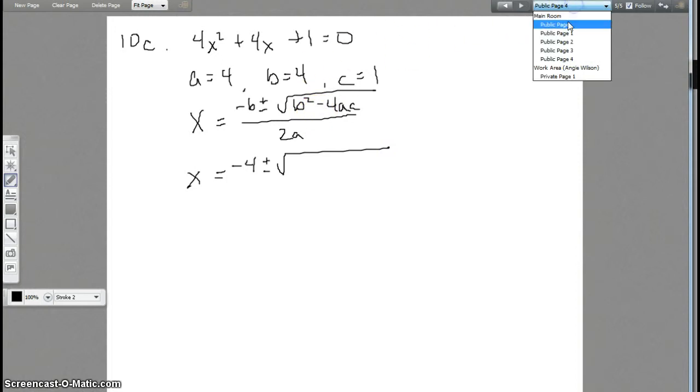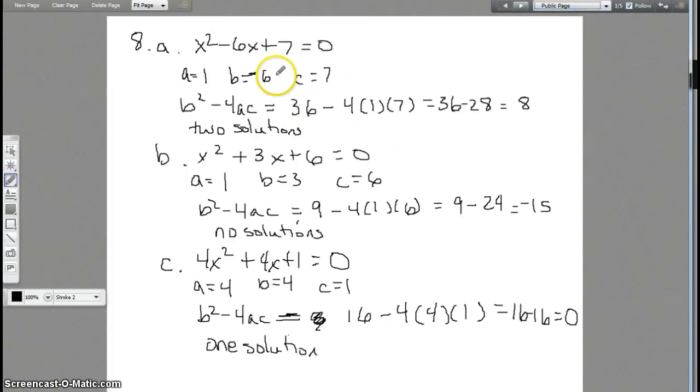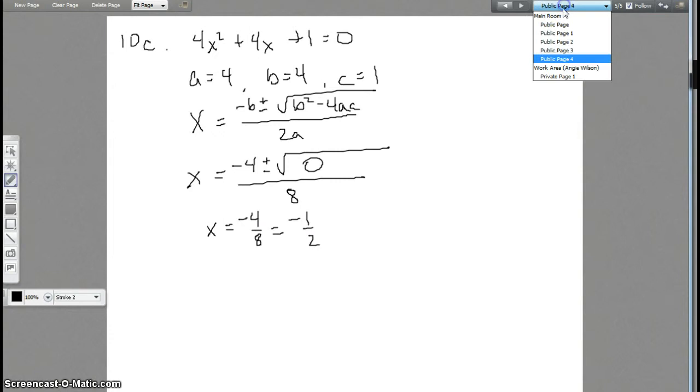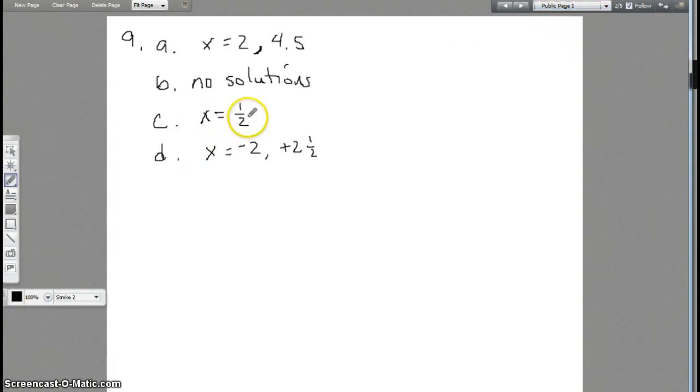We actually already calculated that in part A. I'm sorry, in number 8. B squared minus 4ac for part C was 0. So we will make that 0. All over 2a, our a is 4, so all over 2a means all over 8. So our x is going to equal negative 4/8, which is negative 1/2. So let's look back at number 9 and see what we estimated. For number 9, part C, we have a positive 1/2.